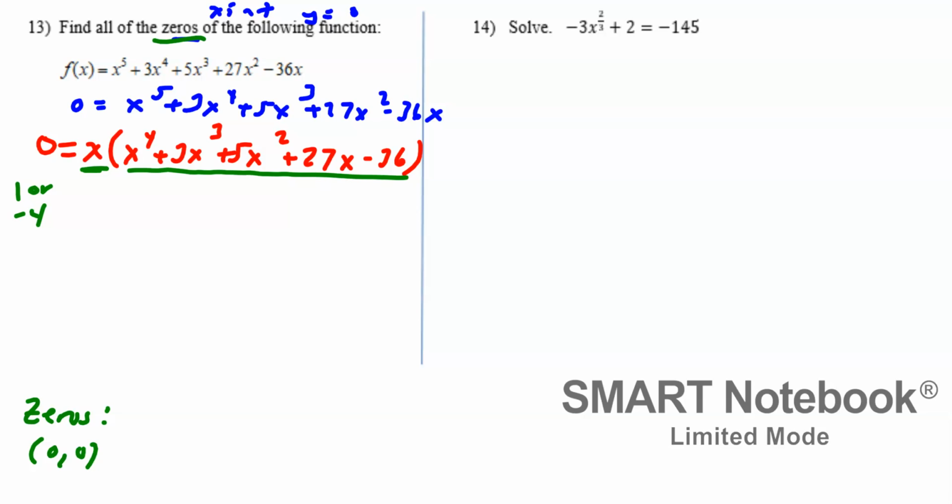Now, please note that this is an x to the 5th function originally, so there should be 5 zeros. Some of them could be imaginary. Right now it looks like we only might have 3, but we need to prove algebraically that these are the solutions. So I'm going to start between the two.